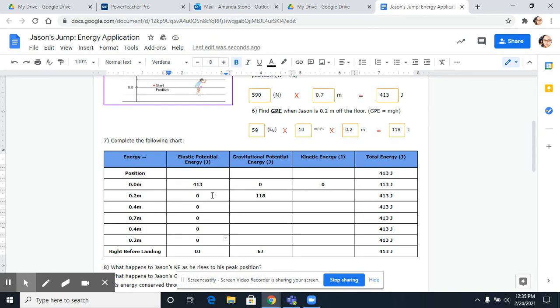So if this is the case, and I know that 118 is here, and I know that the total energy is 413, this plus this plus this must equal the total energy of 413. So all we have to do is subtract the GPE that we calculated from the total energy, which gives us 295.